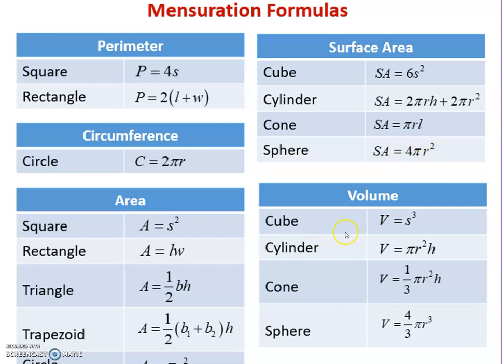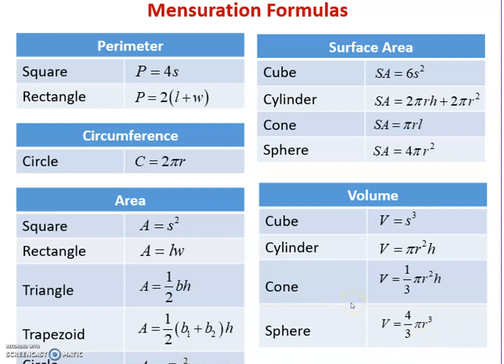Now volume. Cube: V is equal to S cube. Cylinder: volume of cylinder is pi r square h. Here S is side, r is radius, h is height. Now cone: V is equal to 1 upon 3 pi r square h, where pi is 22 upon 7, r is the radius, h is the height. Now sphere: V is equal to 4 upon 3 pi r cube.